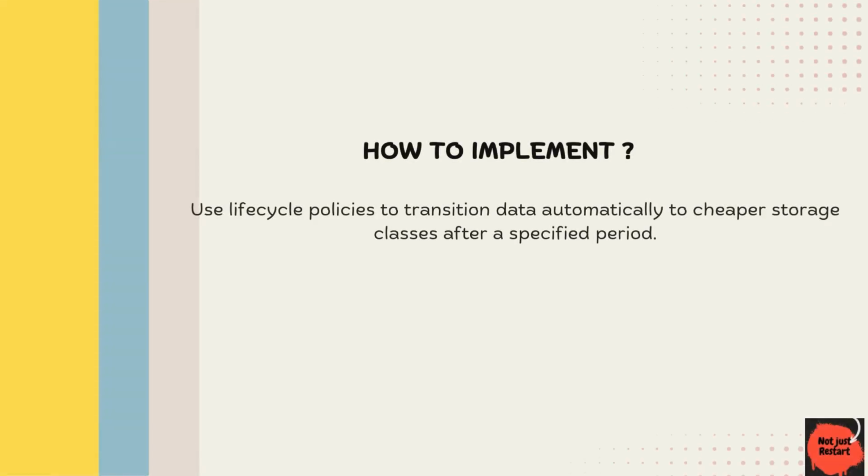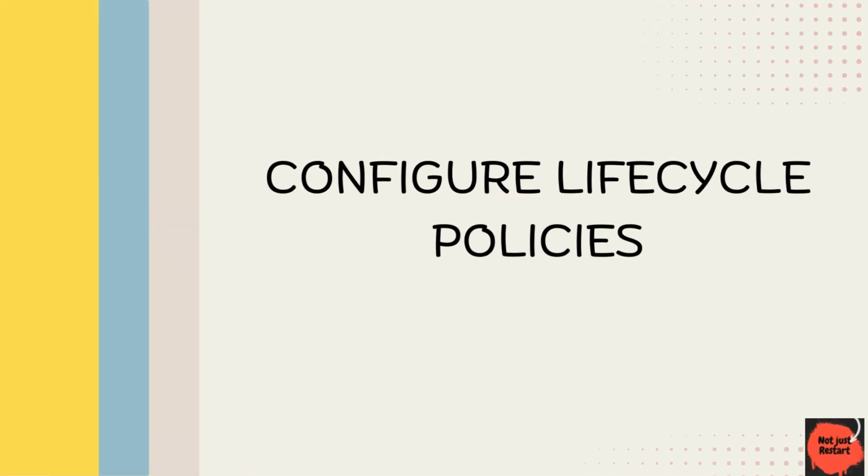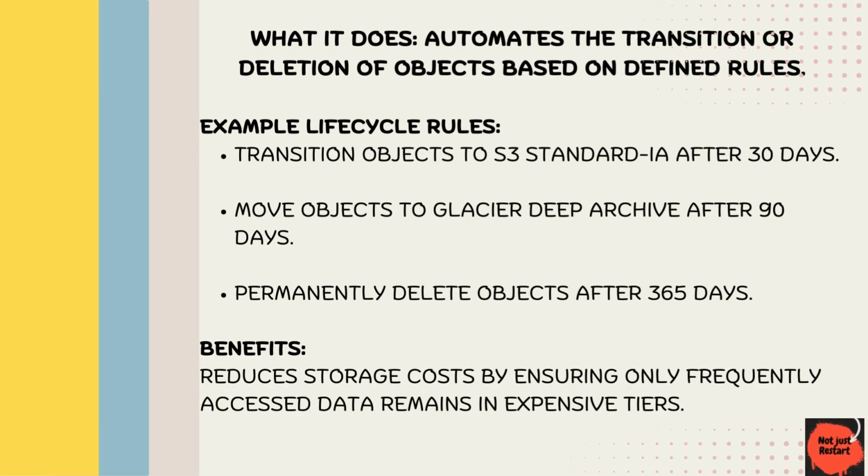So how do you implement it? There are certain lifecycle policies that will transition your data to a cheaper storage class after a specific period of time. So next we are going to talk about this one. Let's see what a lifecycle policy is. What it does is automate the transition or deletion of objects based on defined rules. Example lifecycle rules: transition objects to S3 Standard-IA after 30 days, move objects to Glacier Deep Archive after 90 days, and permanently delete objects after 365 days.